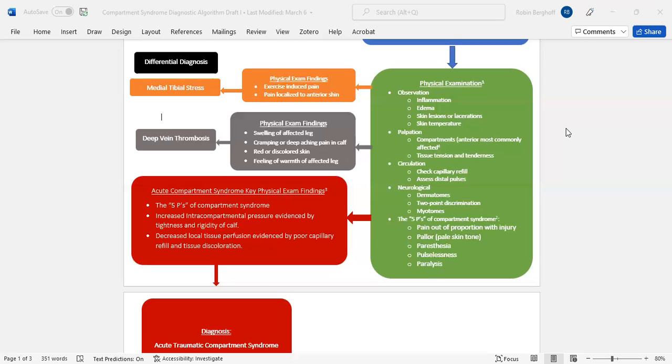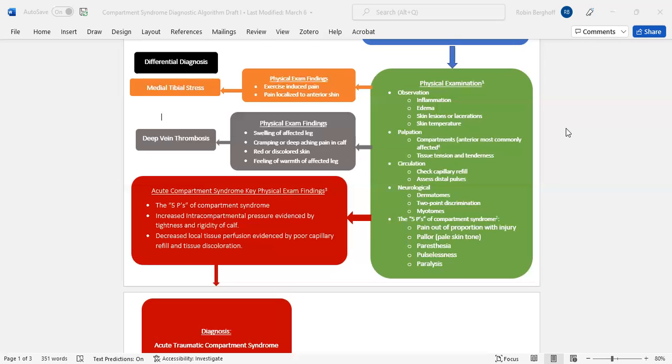And if they've got swelling in the leg, cramping, and they describe the pain as a deep aching pain, the skin is red, discolored, kind of purple, and their leg is very, very warm, that might send you down the path of a deep vein thrombosis.